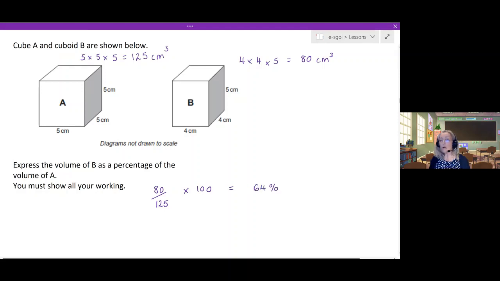And they will often mix a question. So you may well have something whereby you've got a question about volume with something else in the same question.